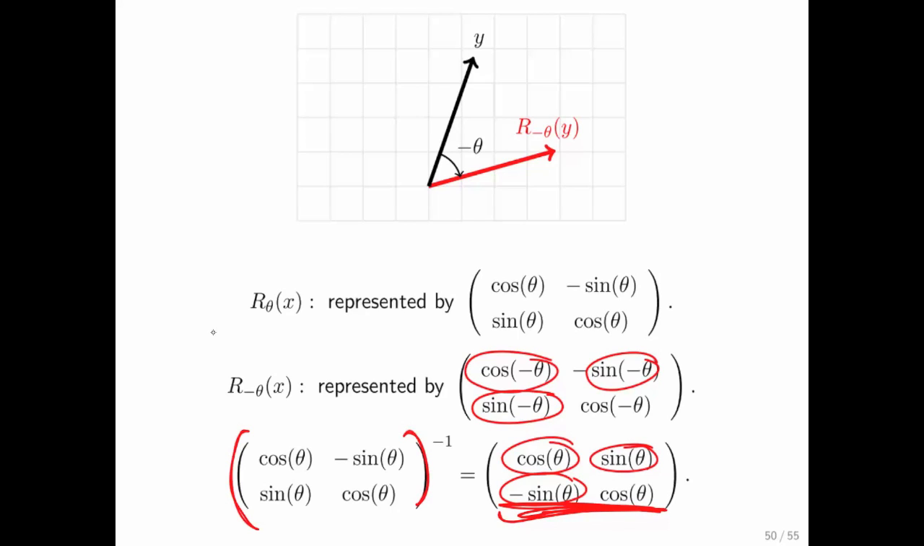Now notice something interesting here. Notice that the matrix on the right is just the transpose again of the matrix on the left.